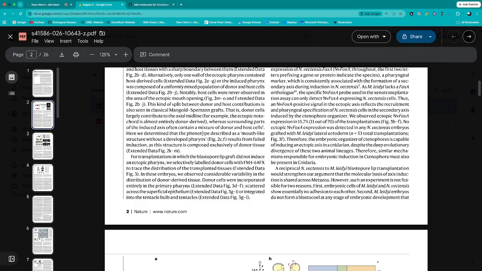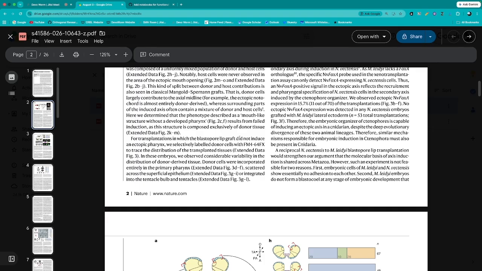Here we determine that the phenotype described is a mouth-like structure without a developed pharynx, and that results from a failed induction as the structure is composed exclusively of donor tissue. So there are phenotypes that are inviable and that result from failed induction.